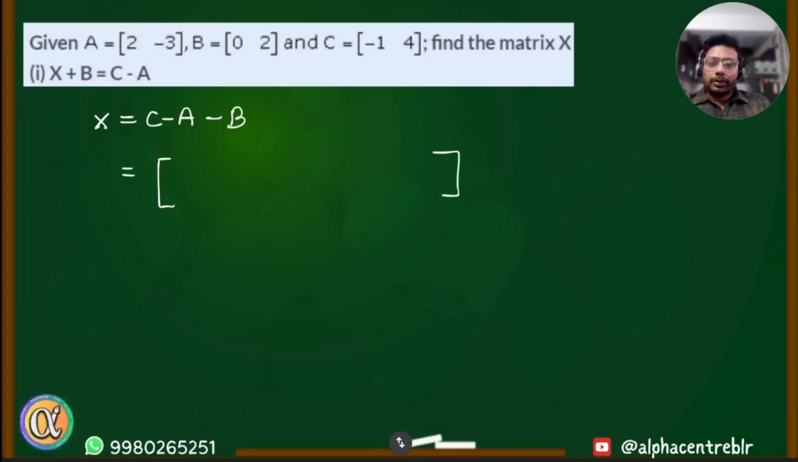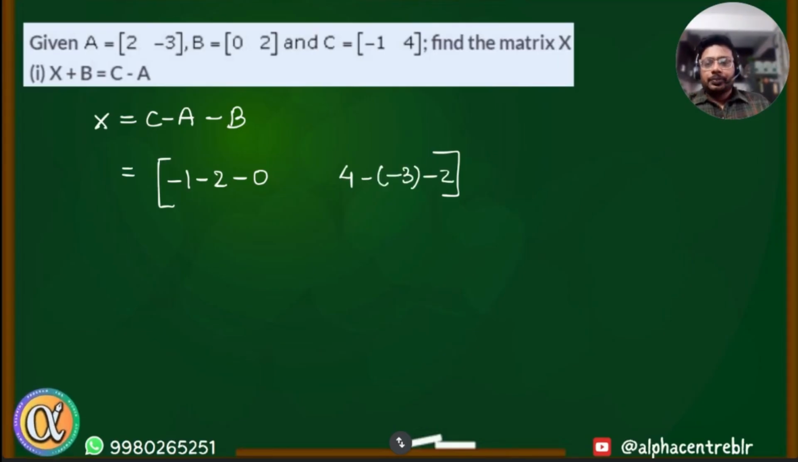So therefore, this is a 1 by 2 matrix, correct? And the C term, minus 1, minus A and minus B term. Okay, the other term, which is C again, 4 minus A, minus 2. So this is minus 3. 4 minus minus 3 is 4 plus 3, minus 2. 7 minus 2, 5. So that's your final answer.